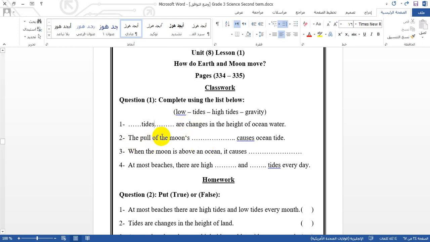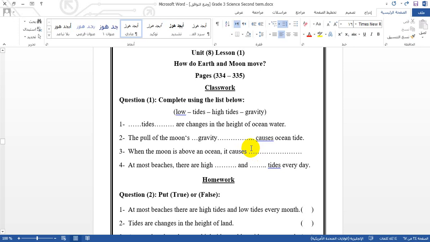So what about number 2? The pull of the moon's, it causes what exactly, guys? The pull of the moon. It means what? Gravity. We should write here gravity, because the moon has a gravity, right? For that reason we will write gravity. So the pull of the moon's gravity causes what? Ocean tides.